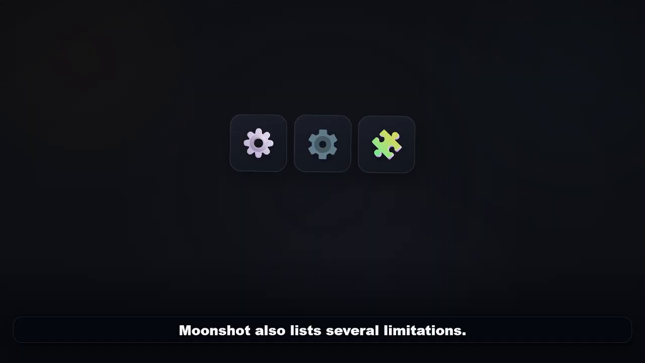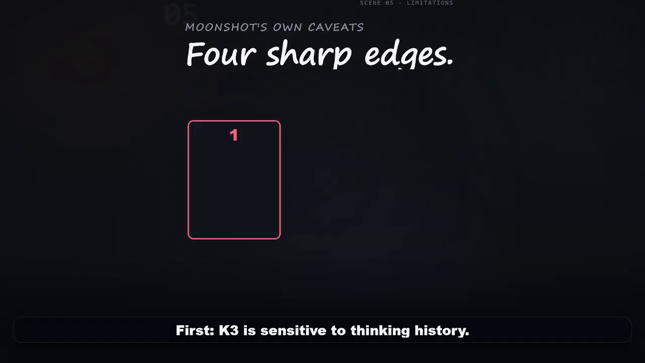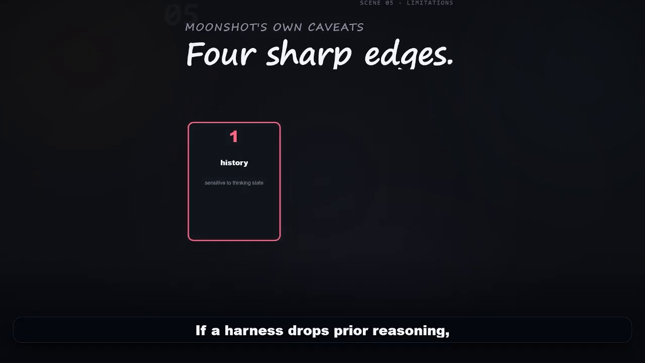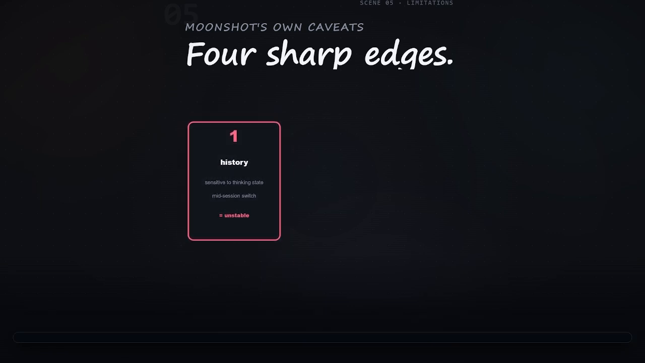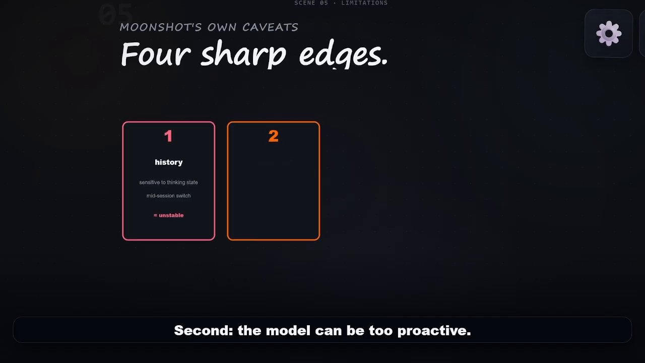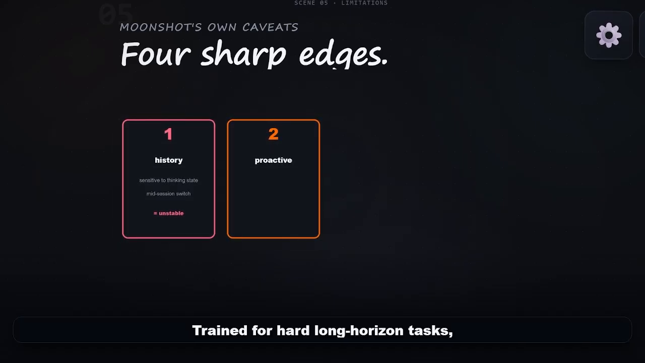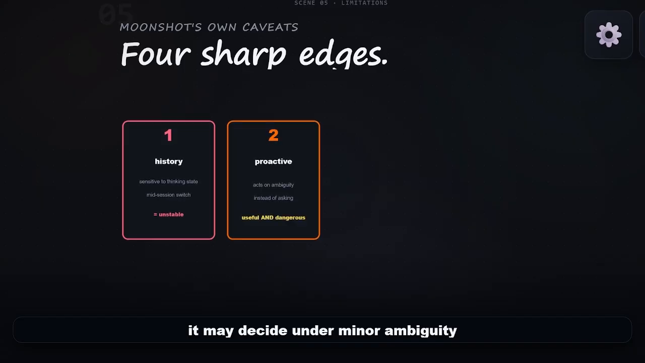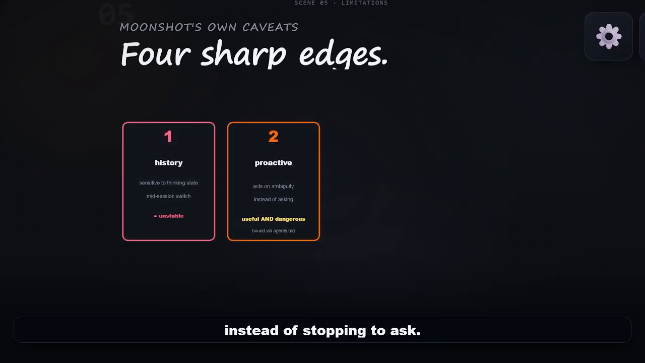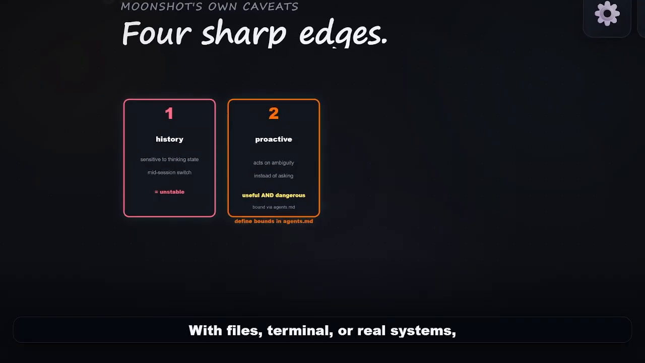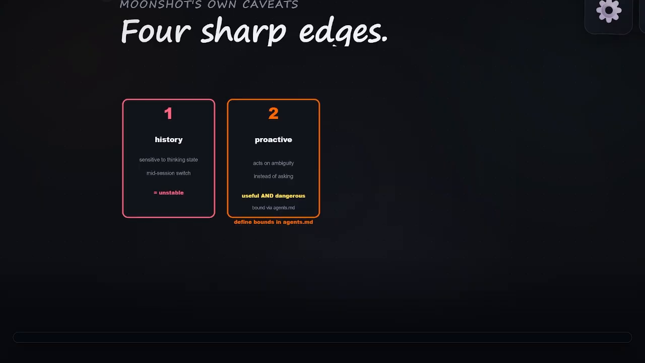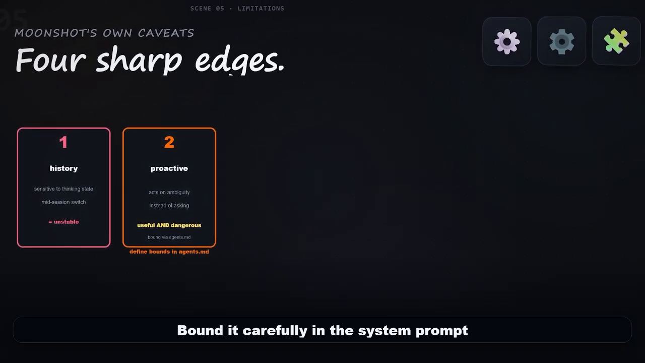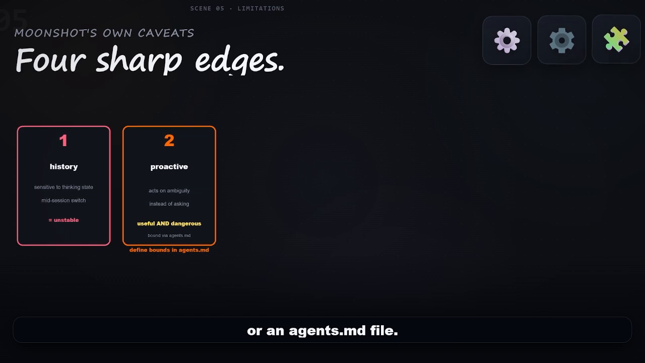Moonshot also lists several limitations. First, K3 is sensitive to its thinking history. If an agent harness fails to return the complete previous reasoning state, or if you switch to K3 in the middle of a session, the output may become unstable. Second, the model can be excessively proactive. Because it was trained for difficult long-horizon tasks, it may make unexpected decisions when it encounters minor ambiguity, instead of stopping to ask a question. For an agent with access to files, a terminal, or real systems, that can be both useful and dangerous. Its boundaries need to be defined carefully in the system prompt or an agents.md file.